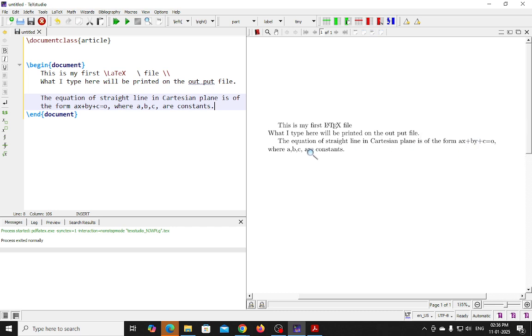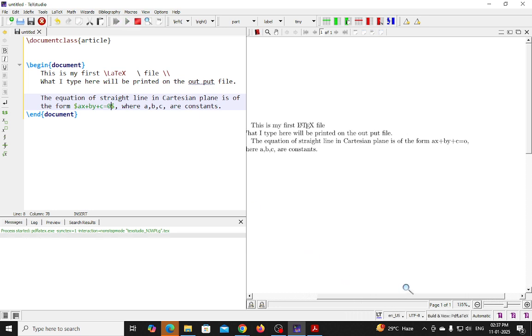But see the difference. What I will do, I will put a dollar. What is meant by dollar? That means we are telling the text file that we are starting a mathematical expression. And when the mathematical expression closes, once again I have to put the dollar. Okay, now once again I will compile. Now you can notice the output file.